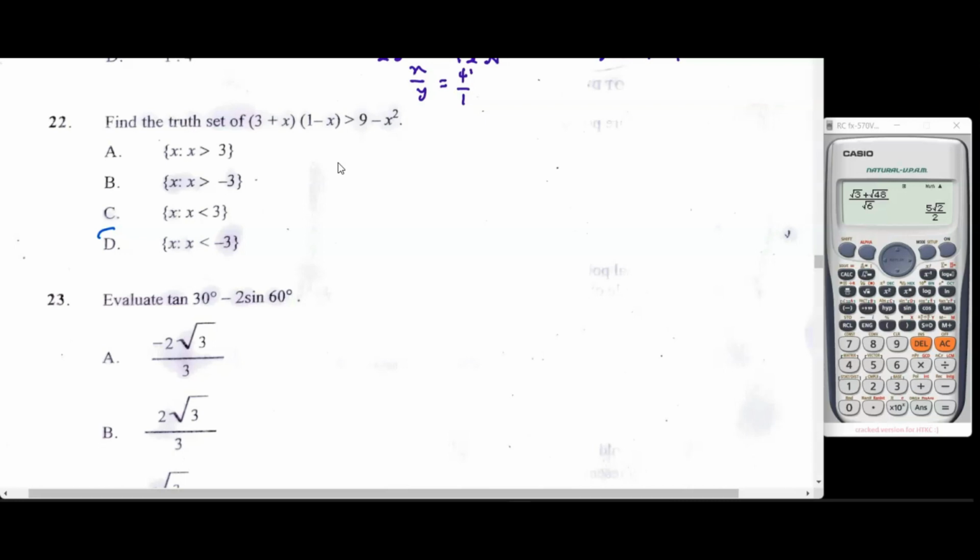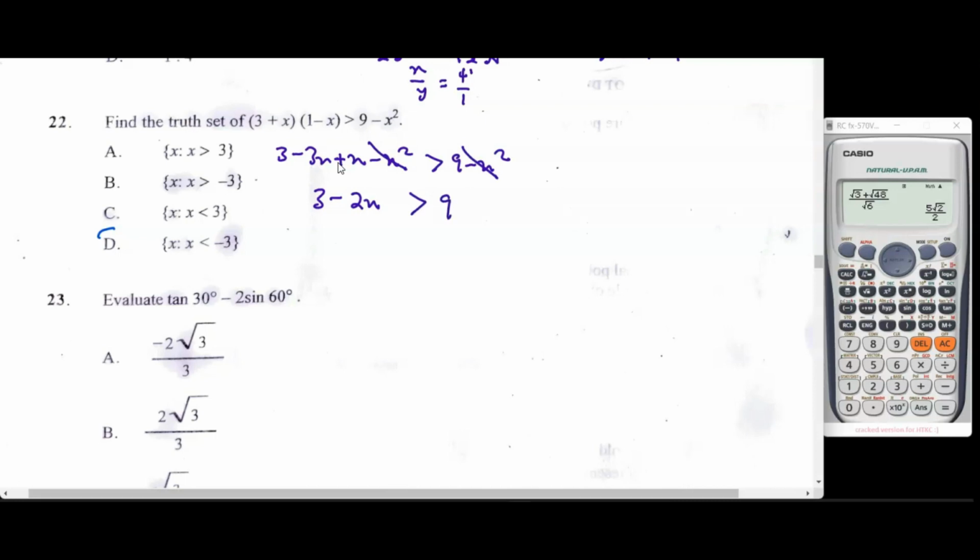So that will give us 3 multiplying 1, that is 3. 3 multiplying negative x, negative 3x. X multiplying y, we have plus x. X multiplying negative x, that will give us negative x squared, all being greater than 9 minus x squared. Going further, we have it as 3. This will give us 3 minus 2x, and negative x squared being here, negative x squared being there, actually this 2 will be done away with, so it will have 0 there, greater than 9.